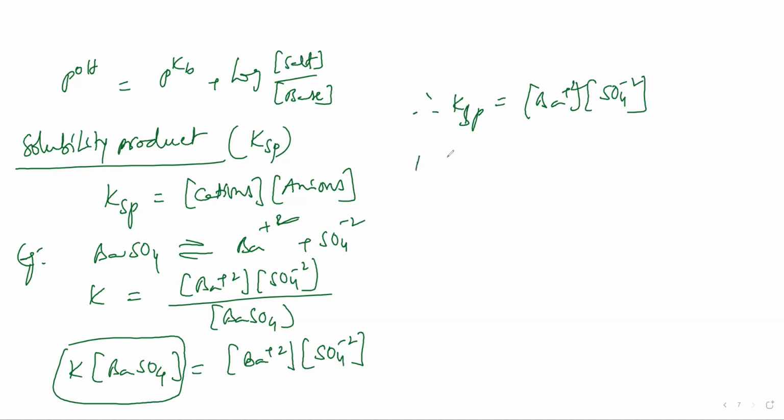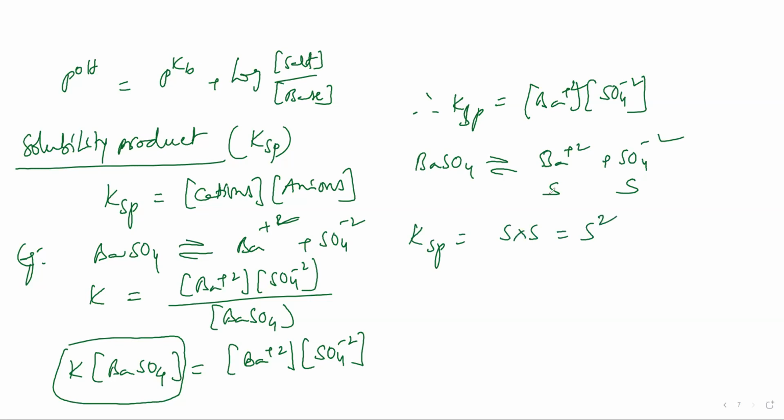Okay. Now, let us consider its expression. It is converted into Ba plus 2 and SO4 minus 2, and its solubility will be S. Then KSP is equal to, what is its concentration? S into S, that is S square. Our solubility is equal to square root of KSP. So this is one model.